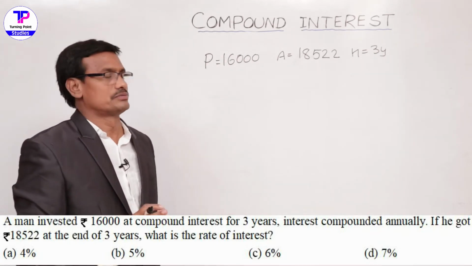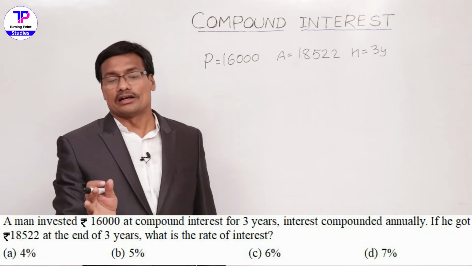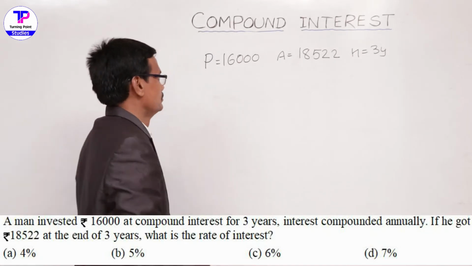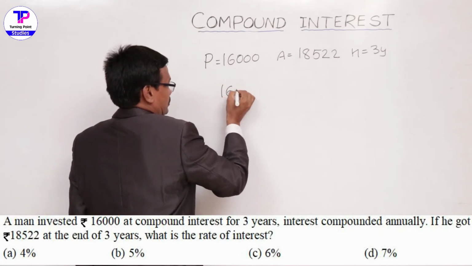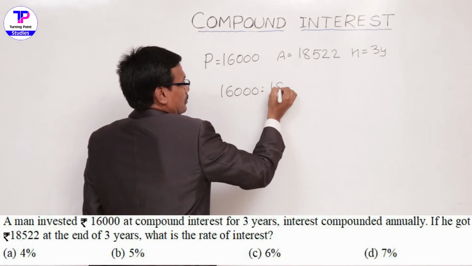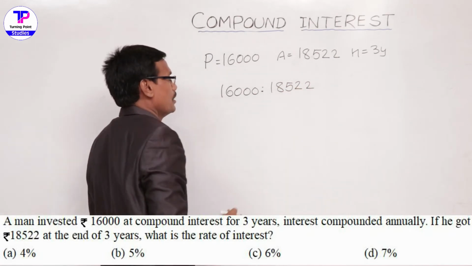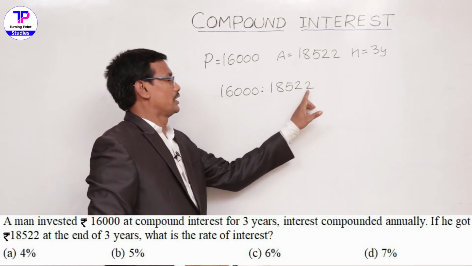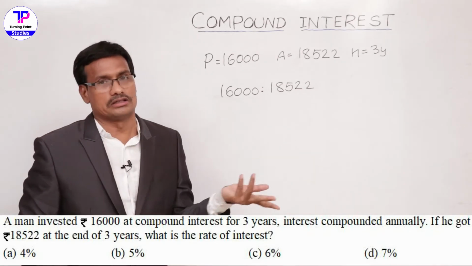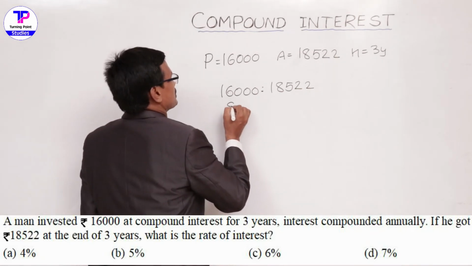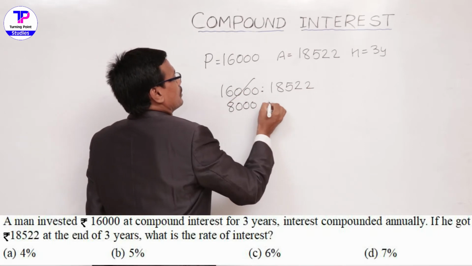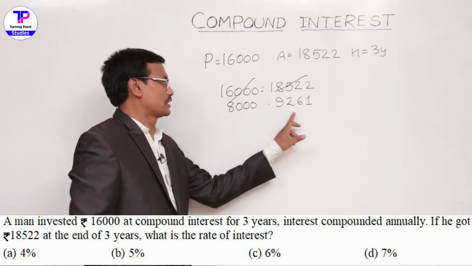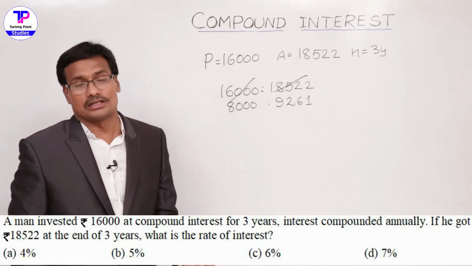Remember, my dear friends, in compound interest, to find the rate of interest, our turning point method says take the ratio between principal and amount. The principal here is 16,000 and the amount is equal to 18,522. You may take the cancellation as long as there is a common term. Here the unit digit is 2 and here 0, so cancellation by 2: 8,000 and 9261. Now, is there any chance to take the cancellation or any common term? No.